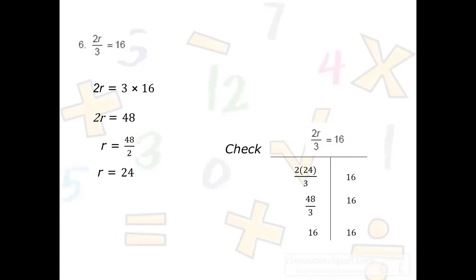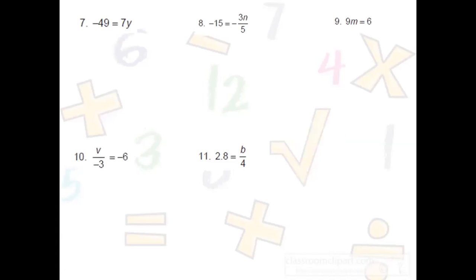Let's check the answer we got. R equals 24 is correct. As you can see, 2 multiplied by 24 is 48. 48 divided by 3 is 16. So 16 are on both sides of the equation, which means r is equal to 24 is the answer for question number 6. Question number 7.